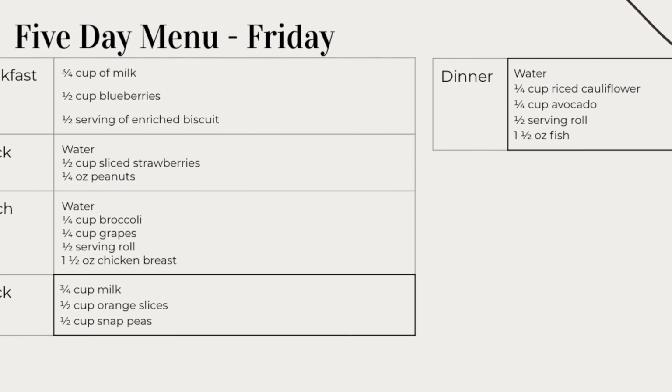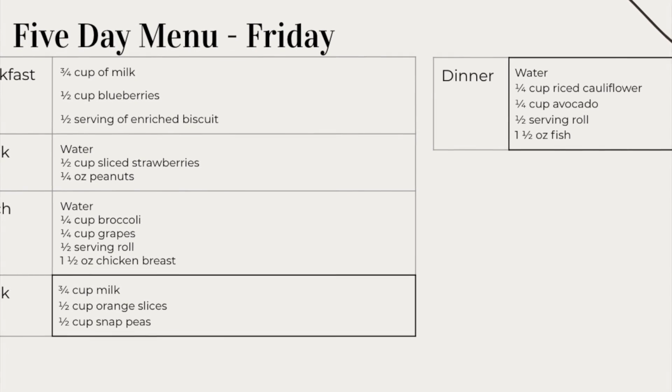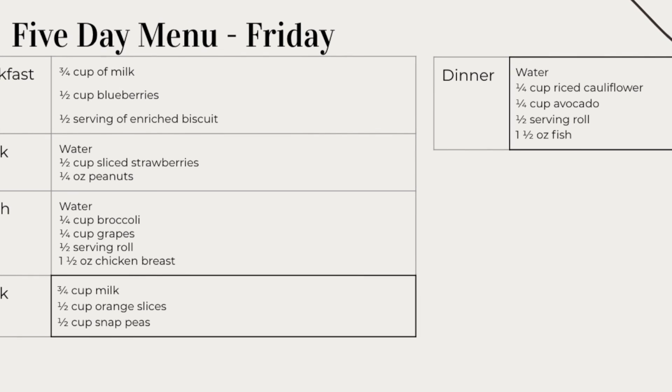And then for dinner, we're going to do water, 1/4 cup of rice cauliflower, 1/4 cup of avocado, half a serving of roll, and then 1.5 ounces of fish.